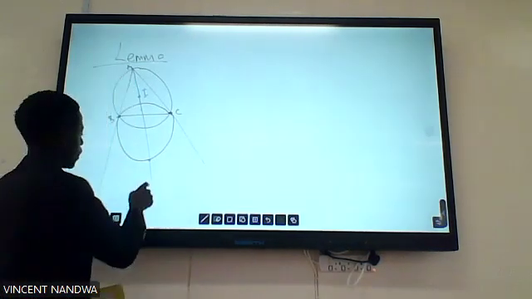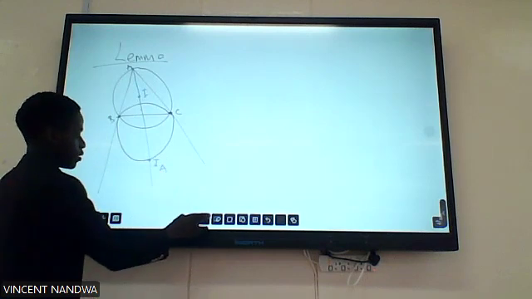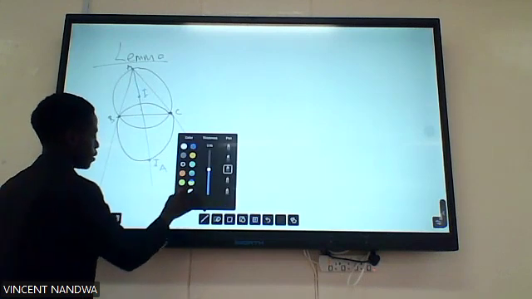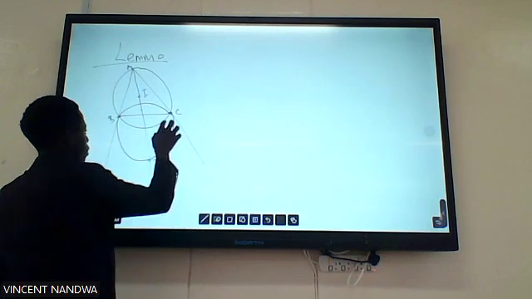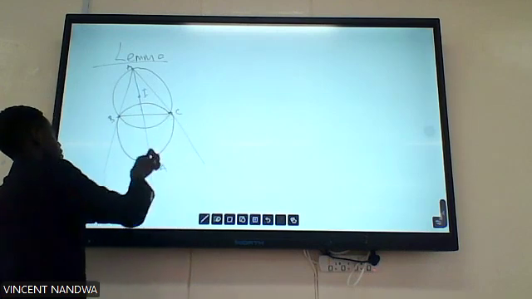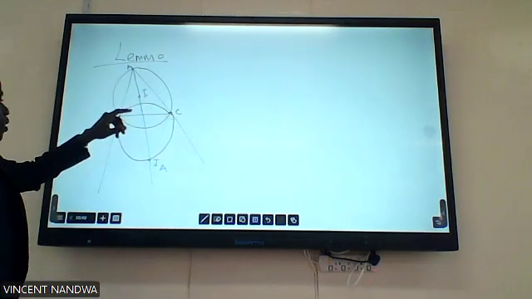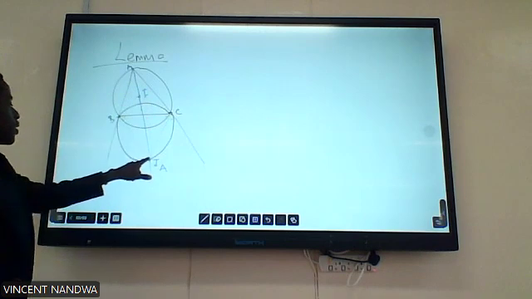And also passes through the incenter, the excenter here. So how do I determine the excenter? We know that the excenter is, if I bisect these angles, I'll get the excenter. And I also know how to find the incenter. So I can find the incenter, I can find the excenter.